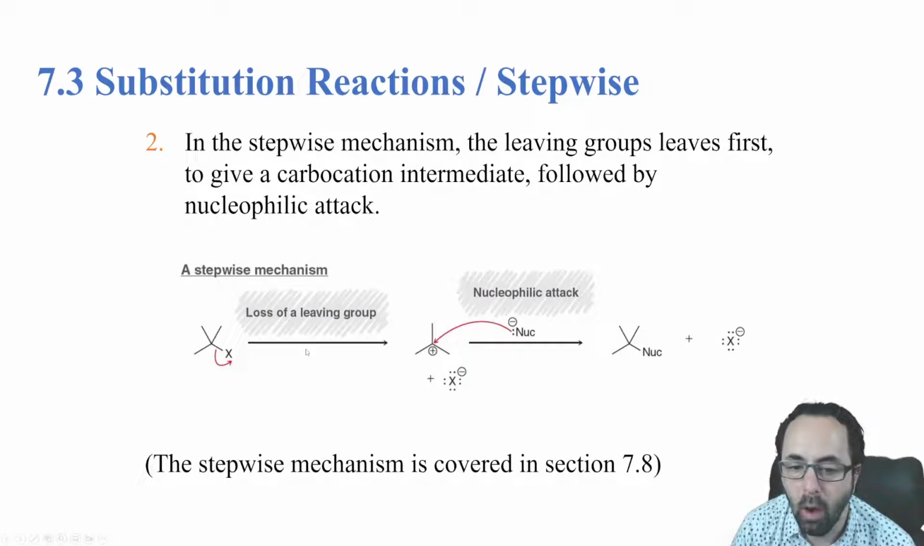So in the stepwise mechanism, the leaving group leaves first. And so here we have an arrow representing the loss of the halide, so it takes the 2 electrons with it, so it has a negative formal charge. And then we have a carbon with 3 bonds and no lone pairs, so it's got a positive formal charge. After that, the positive formal charge carbon is very attracted to the nucleophile, negative, or at least has electrons, if not negative. And so those electrons can attack and create a bond. So we have loss of leaving group first, then nucleophilic attack.